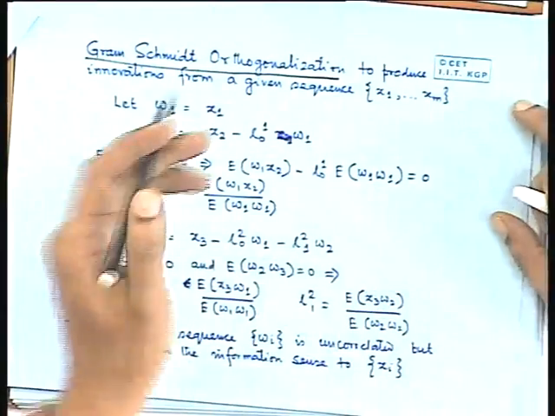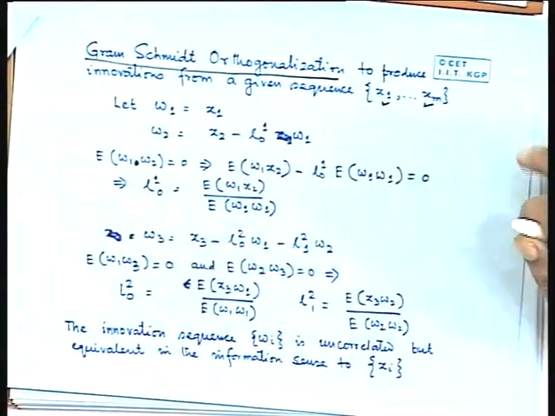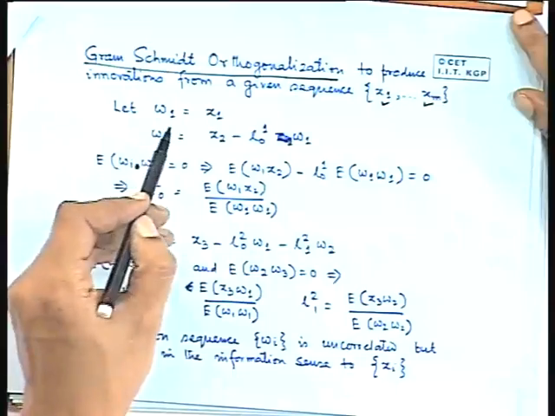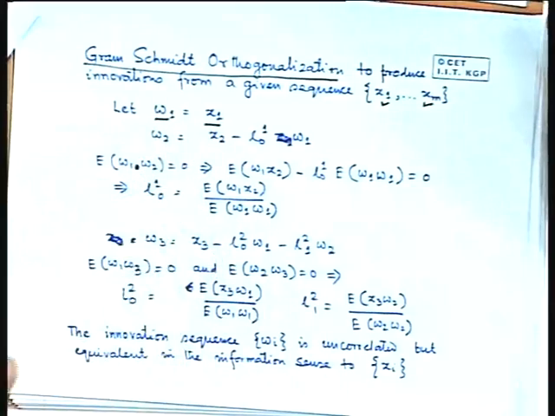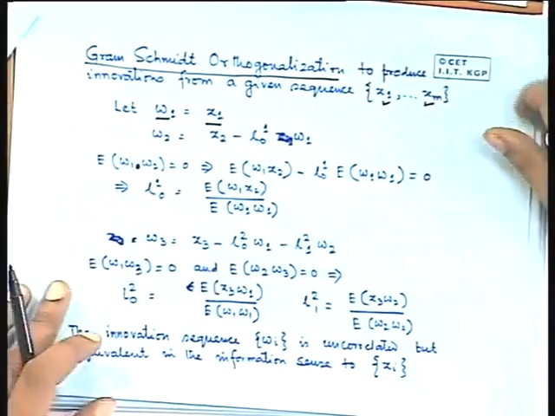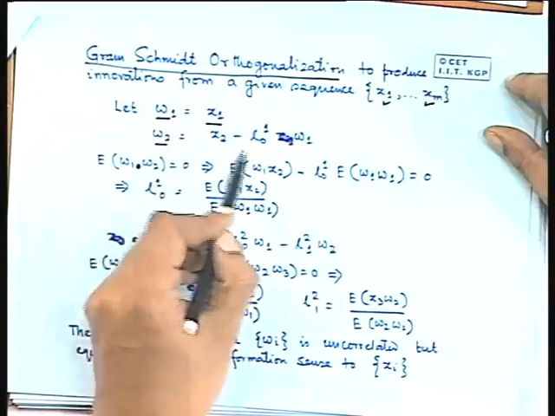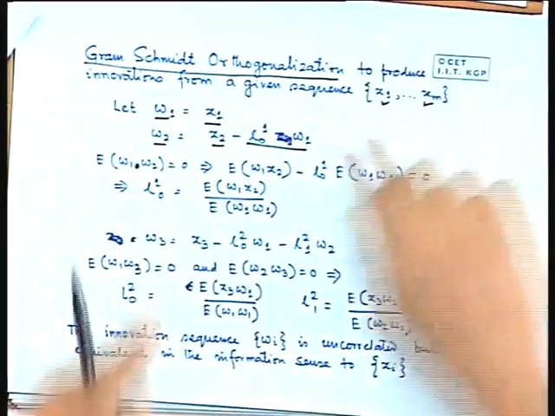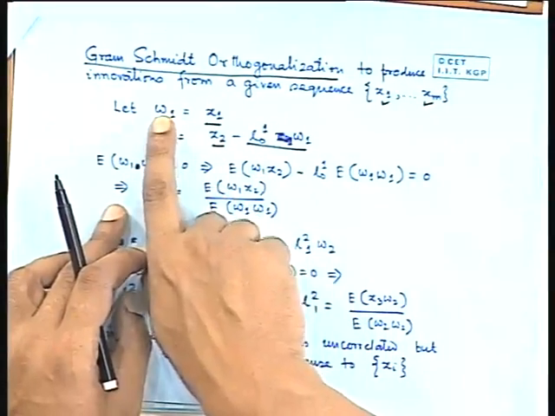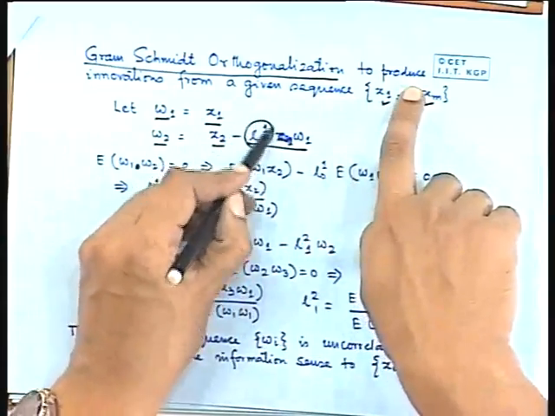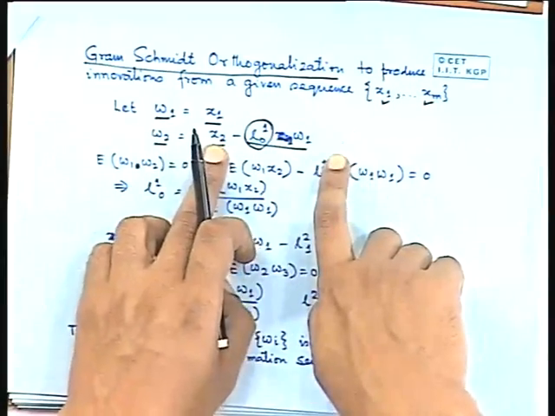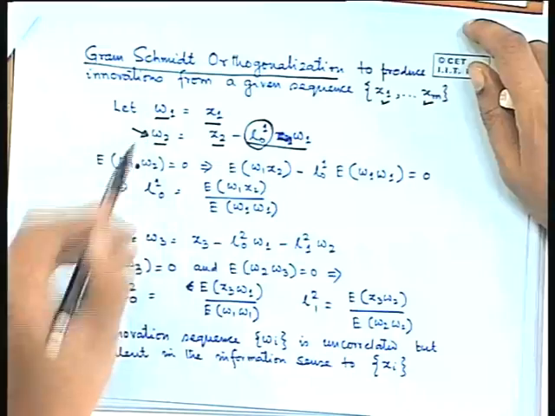substitution. For example, suppose you are given a sequence x1 to xm. How do you transform it into a set of innovations which will contain the same information as x but will be uncorrelated? How do you construct it? So it's very simple. First take w1 equal to x1, the first sample. Then suppose w2 is x2 minus this. So you are subtracting the w1 first component by multiplying by a weight and then subtracting from the second sample. That you are assuming as w2.